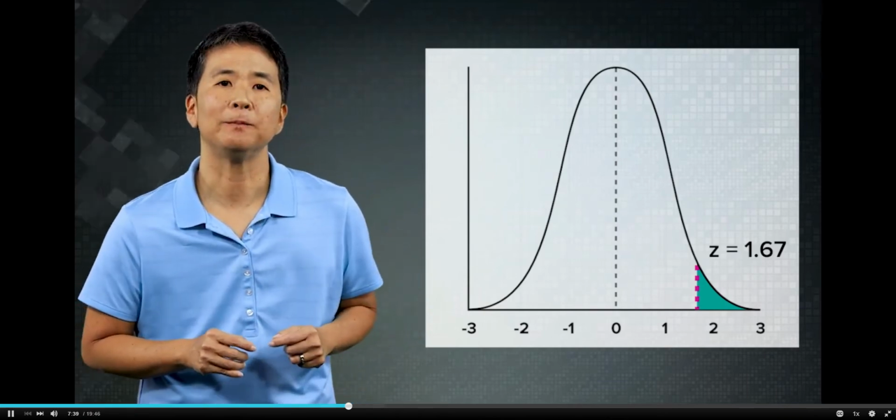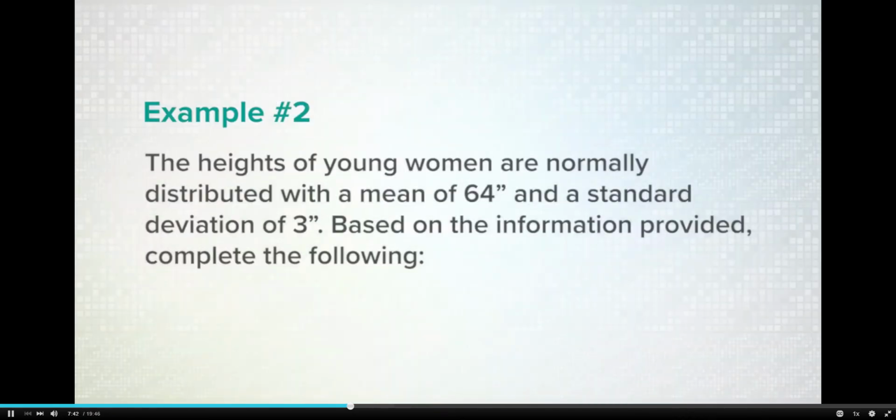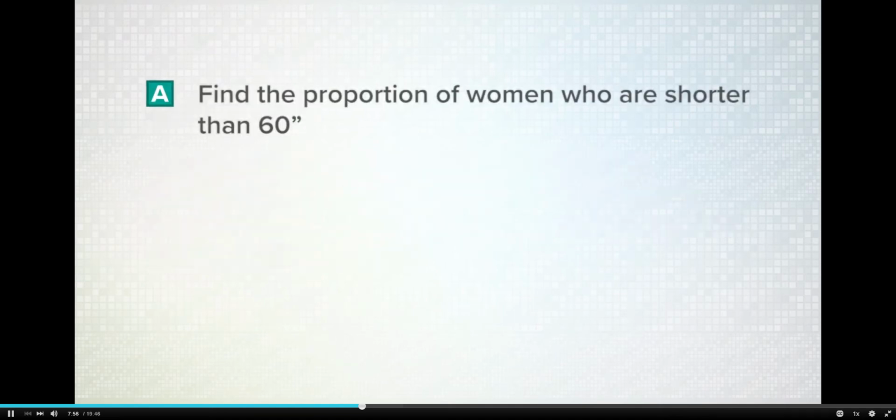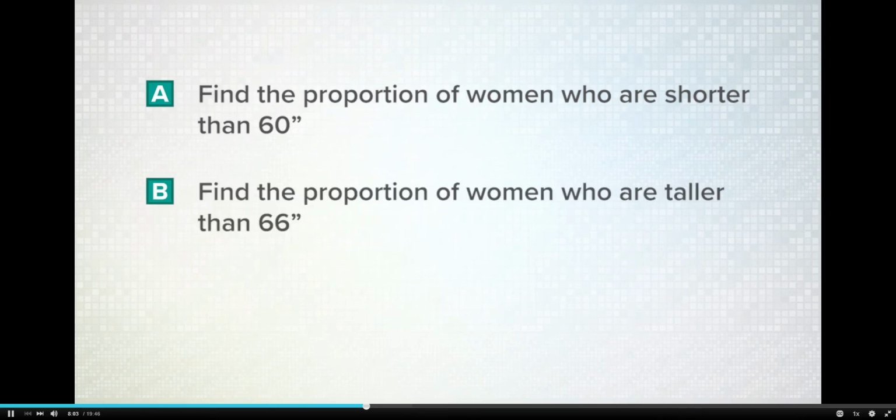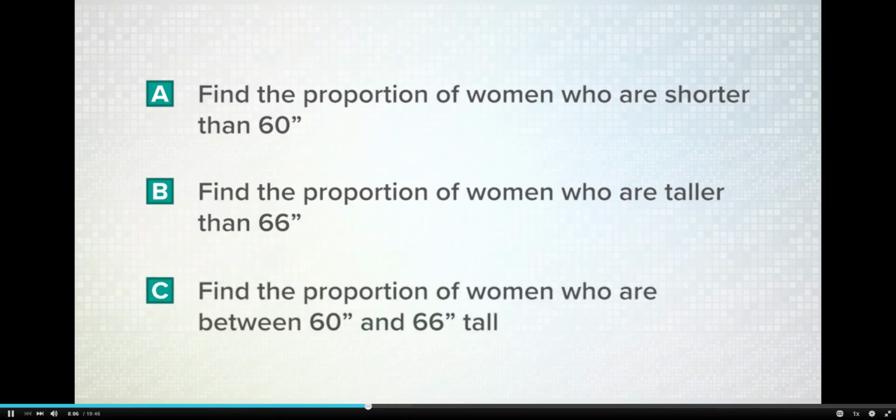Let's try another problem. In example 2, the heights of young women are normally distributed with a mean of 64 inches and a standard deviation of 3 inches. Based on the information provided, complete the following. A. Find the proportion of women who are shorter than 60 inches. B. Find the proportion of women who are taller than 66 inches. And C. Find the proportion of women who are between 60 and 66 inches tall.